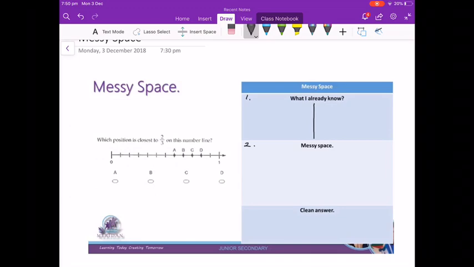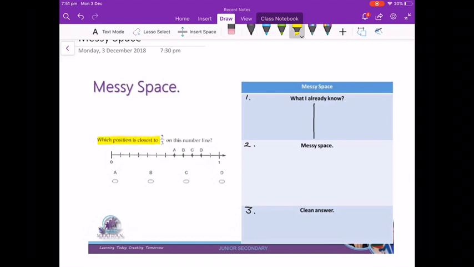Phase 2 is called messy space. This is when you devise a plan, you may choose a strategy, and then you'll test it out. In other words, it's where we get messy. And our third phase is when we come up with a clean answer or a solution that is both reasonable and can be justified. So I'm going to start by reading the question.